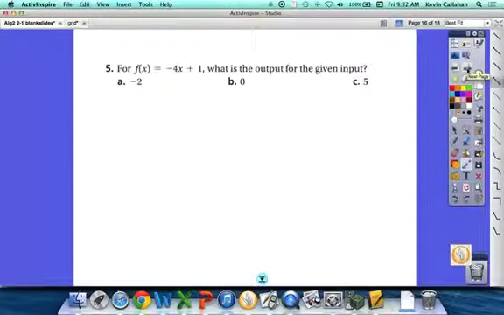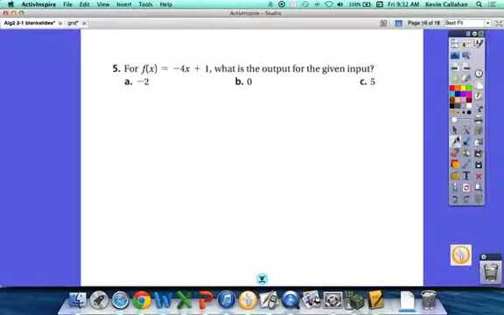Okay. So let's evaluate. Here's our function, f of x equals negative 4x plus 1. How would we find f of negative 2? Say again? In the place of the x here, put negative 2. Negative 4 times negative 2 plus 1, which is 9.